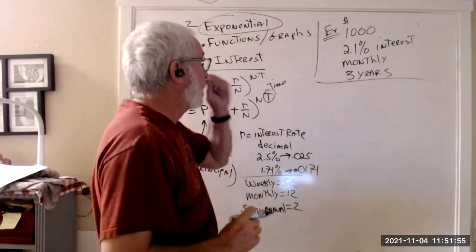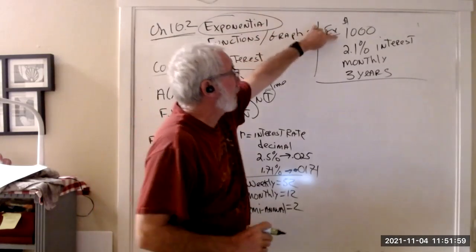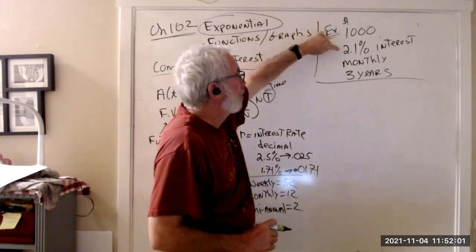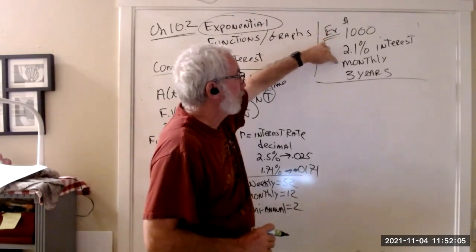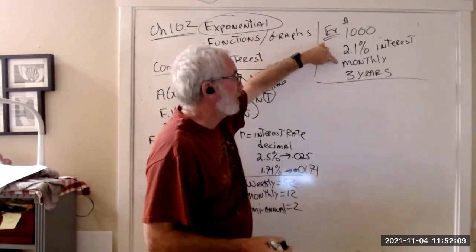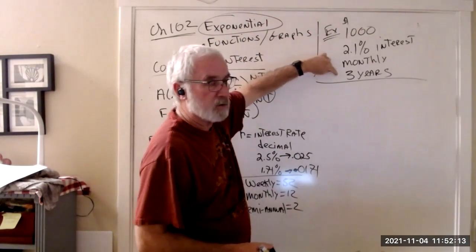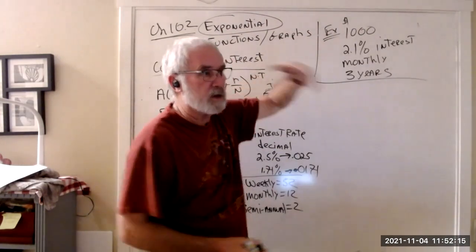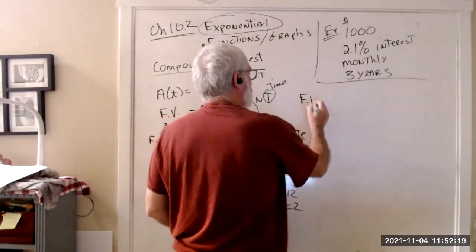It's terrible. Okay, so we got $1,000. We get 2.1% interest. We're going to compound it monthly, meaning our calculation is going to be done every month. And we're going to do it for 3 years. What is the future value? So your work would look something like that.